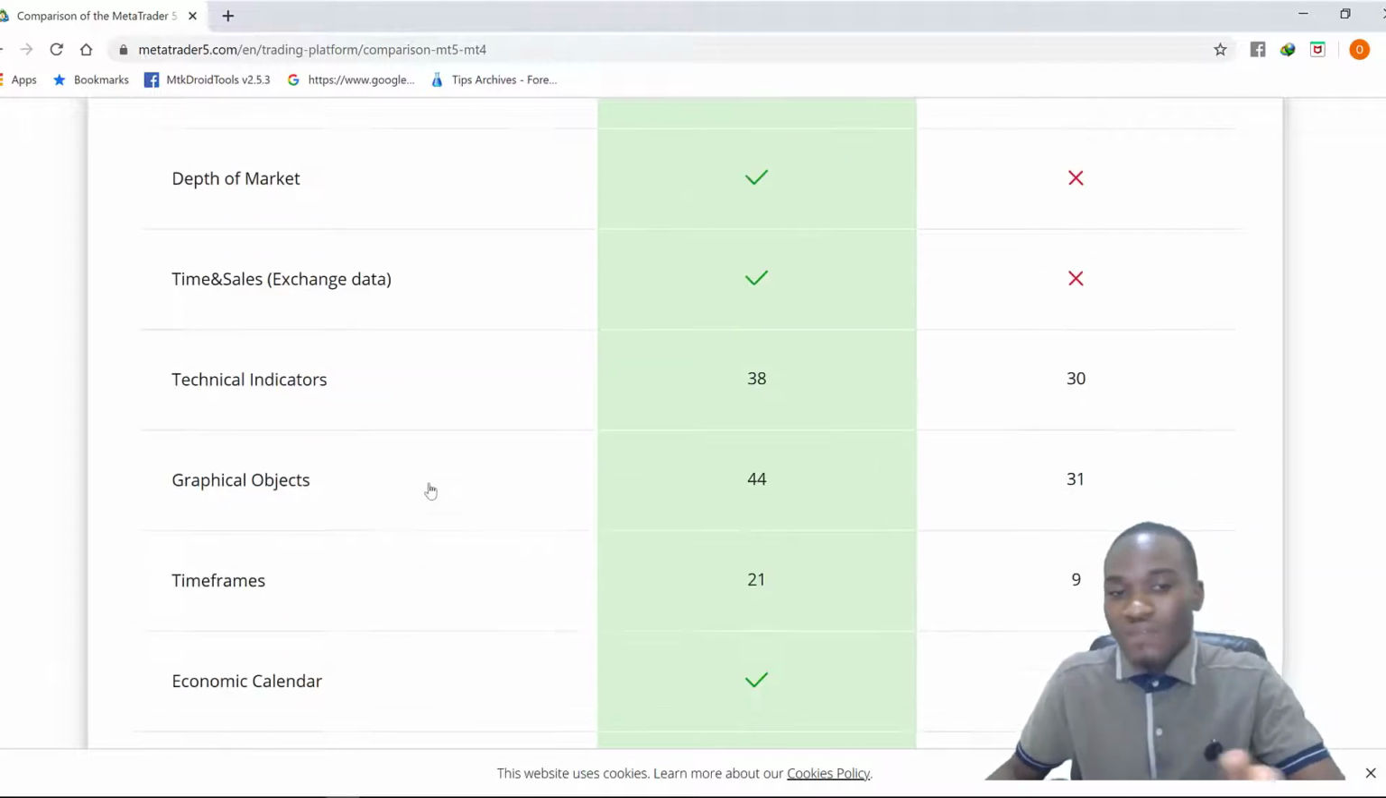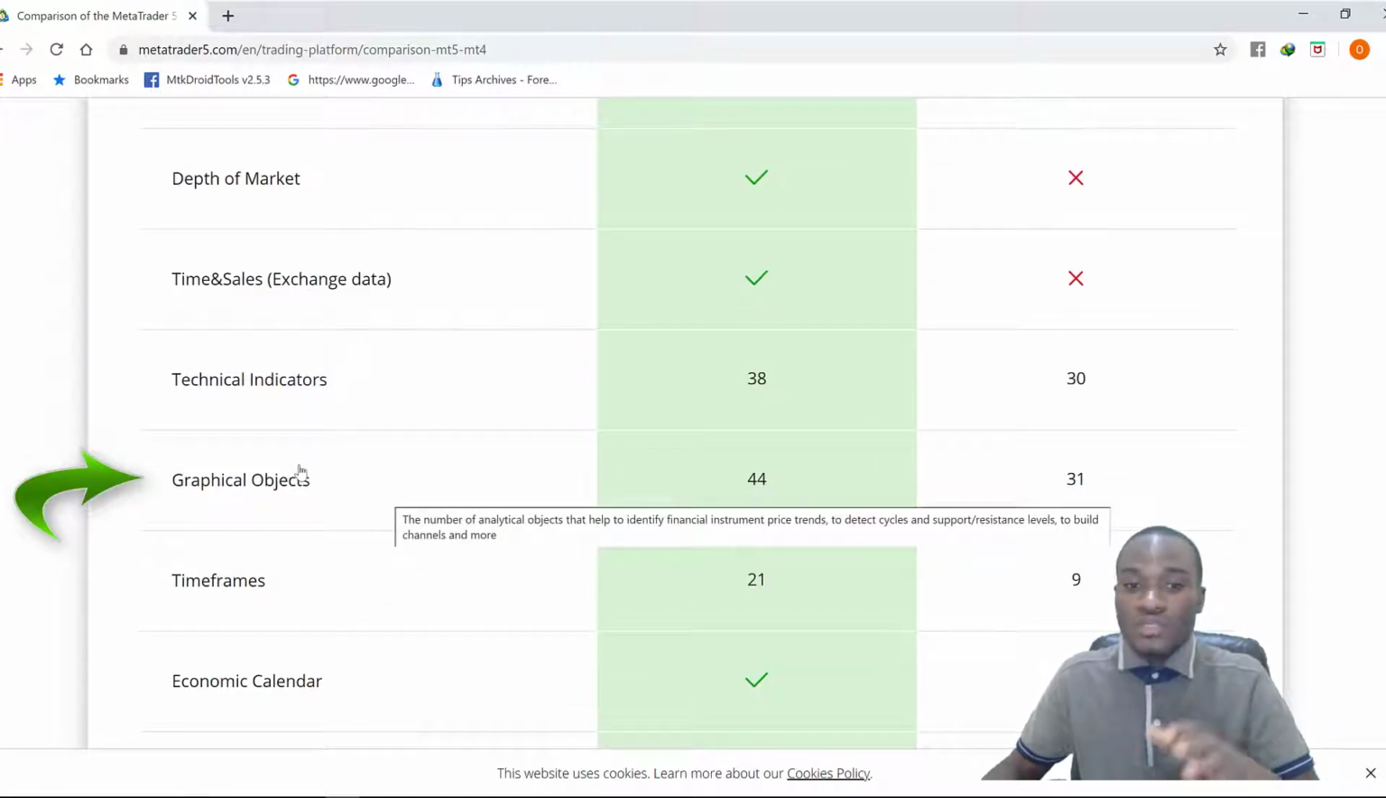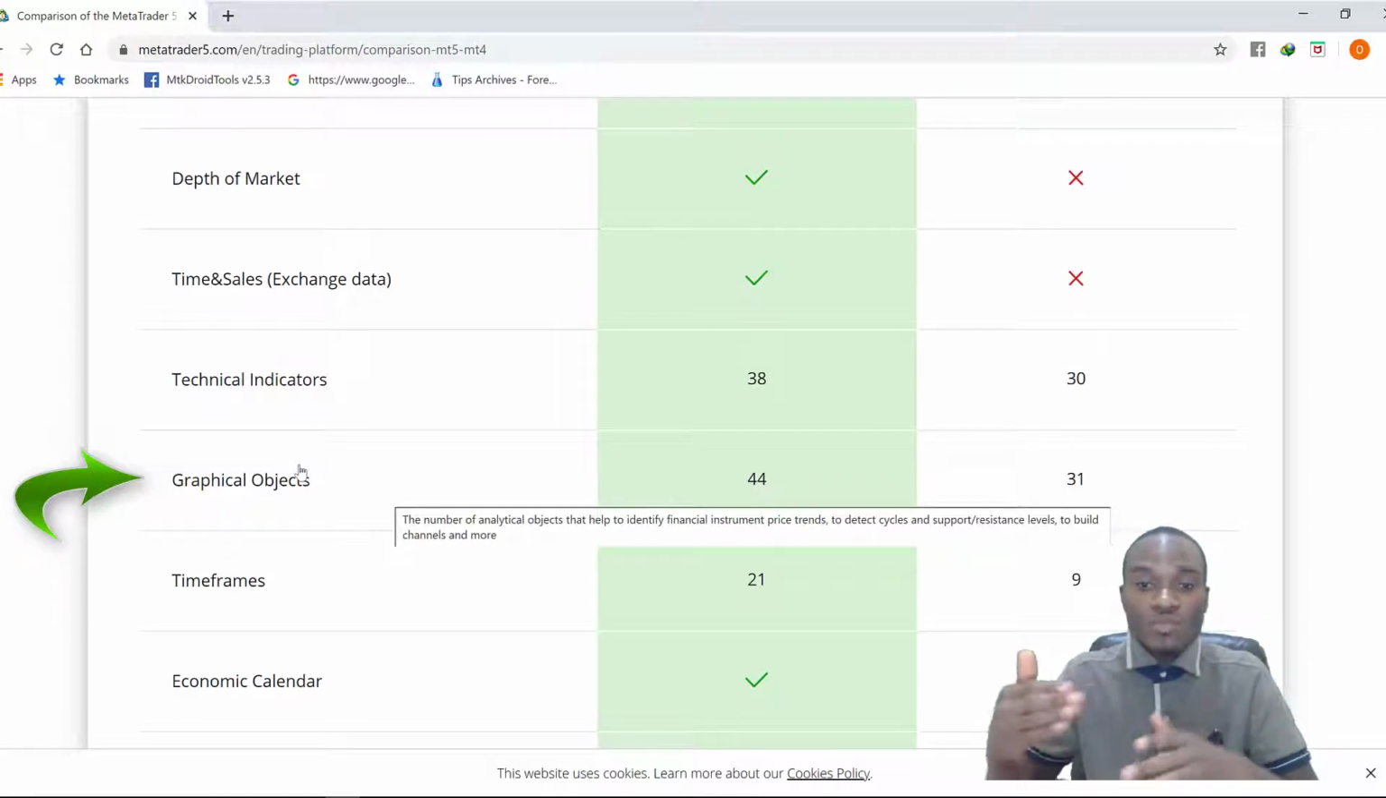And then right here we have the graphical objects, or the number of analytical objects that help to identify a financial instrument's price trend, to detect cycles and support and resistance levels, to build channels and more.